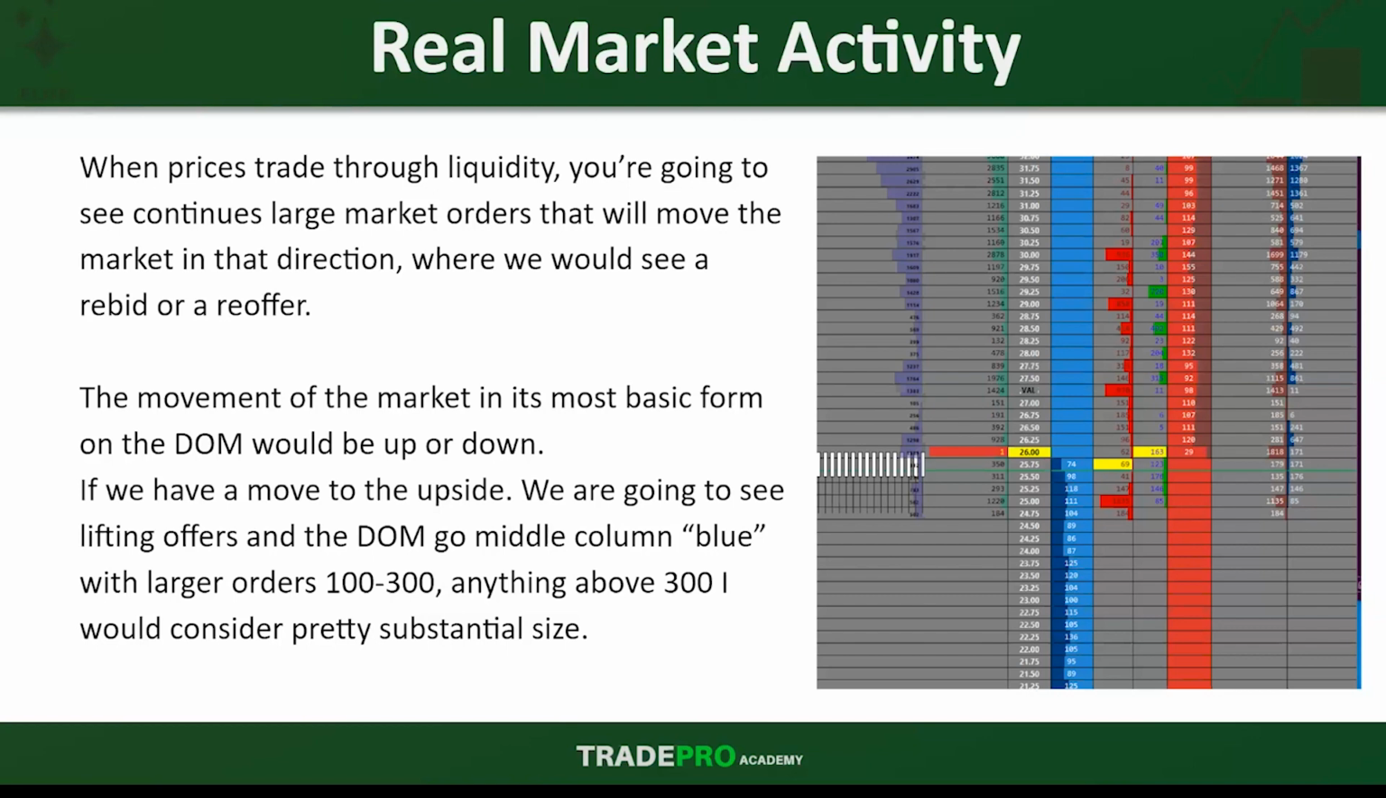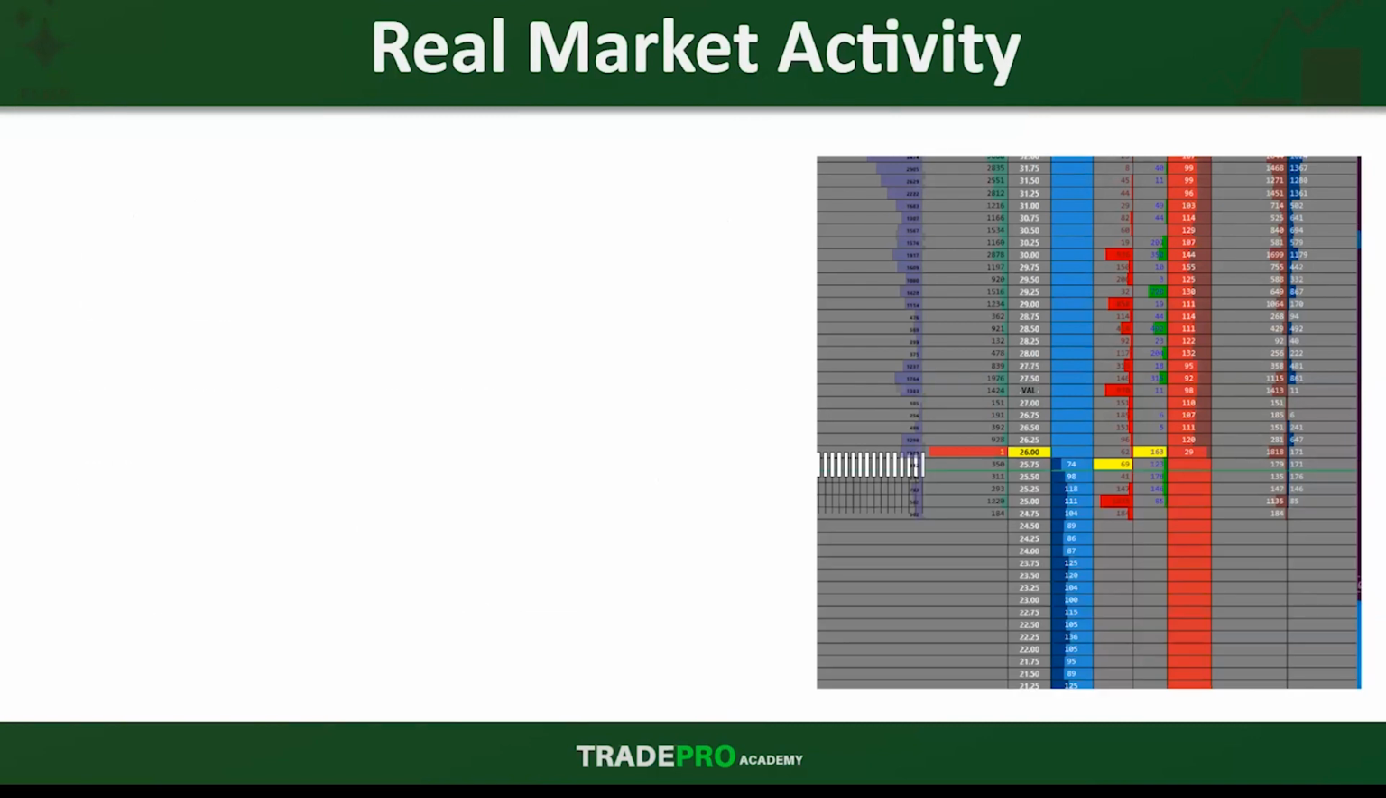I don't mean weaker size. I mean weaker volume, meaning they can have 300-400 sellers coming out, but the speed at which these sellers come out might not be as strong, right? They might not be as reactive. They might not downtick initially, or they just might be smaller size, right? So anything above 300, I would consider pretty substantial size.